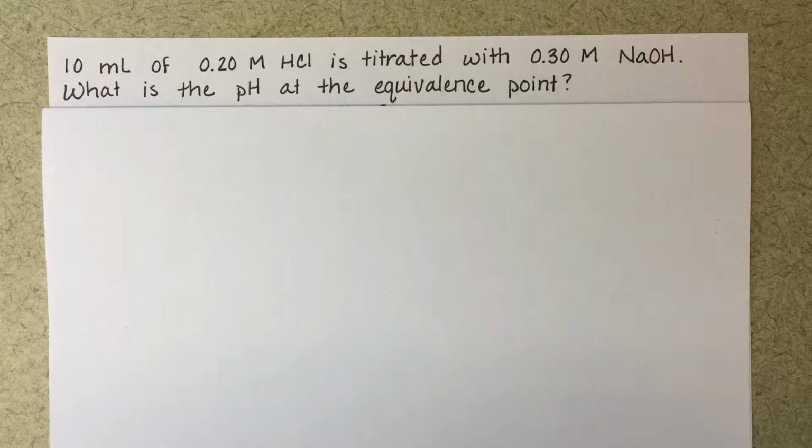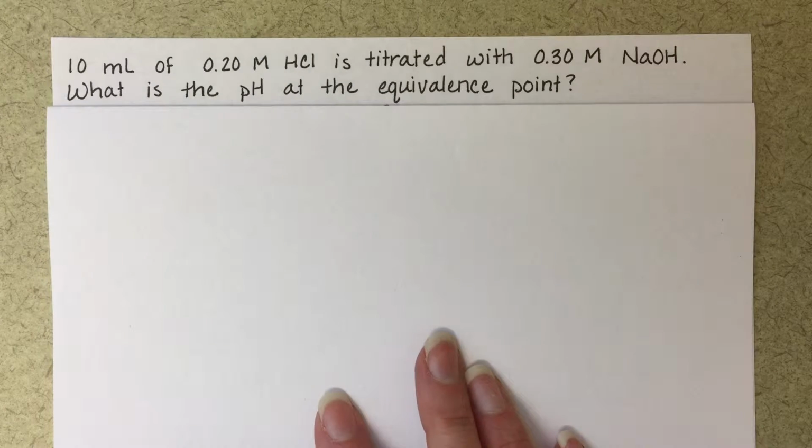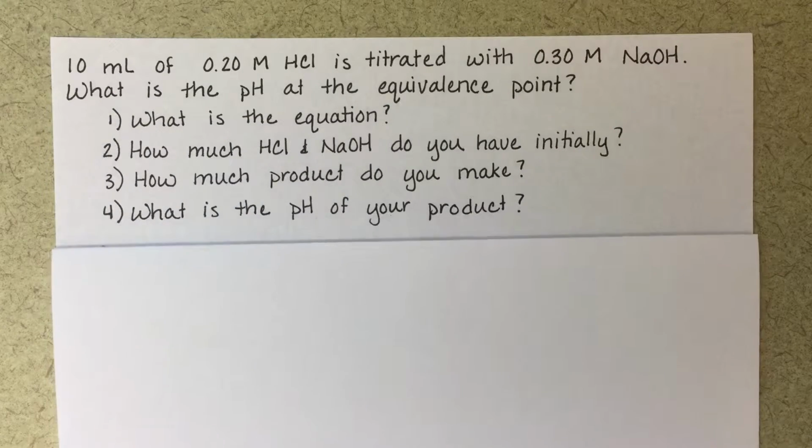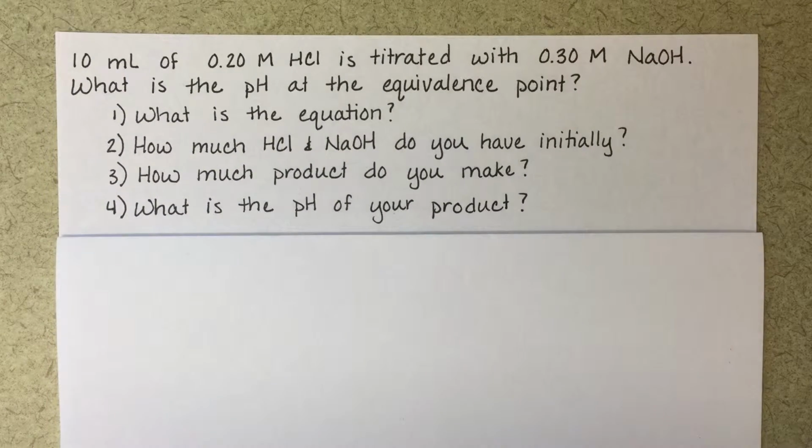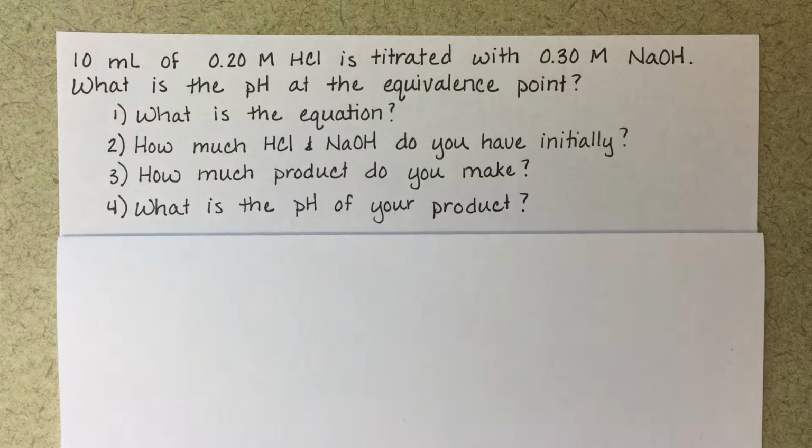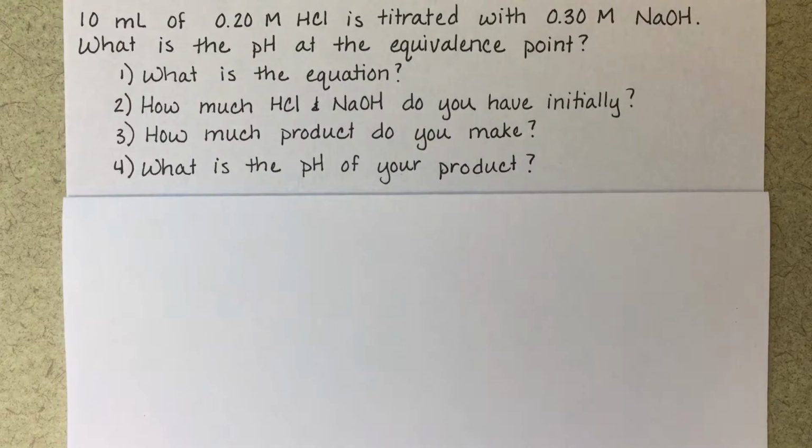So in this first problem, we're given a volume and molarity of hydrochloric acid and a molarity of sodium hydroxide, and we're asked to calculate the pH at the equivalence point. To solve a problem like this, we're going to take 4 steps. The first step is to think about what the equation looks like when hydrochloric acid reacts with sodium hydroxide. We're going to calculate how much sodium hydroxide and HCl we have initially, and figure out how much product we make, and then we'll figure out the pH of that product.